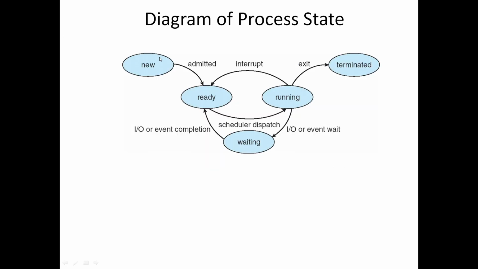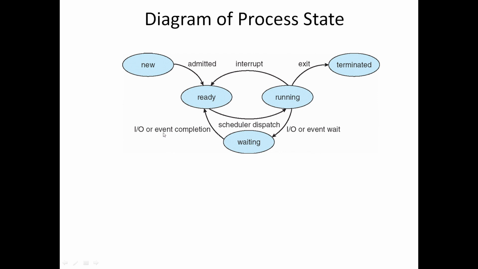So we have a new state. Once the process is created, it is in the new state. Then it goes to the ready state. It is ready for execution. Once it is assigned a CPU, it will be moved into the running state. During the running state, it may wait for some IO operation or some other interrupt. So once it is waiting for an IO operation, it changes the state from running to waiting.